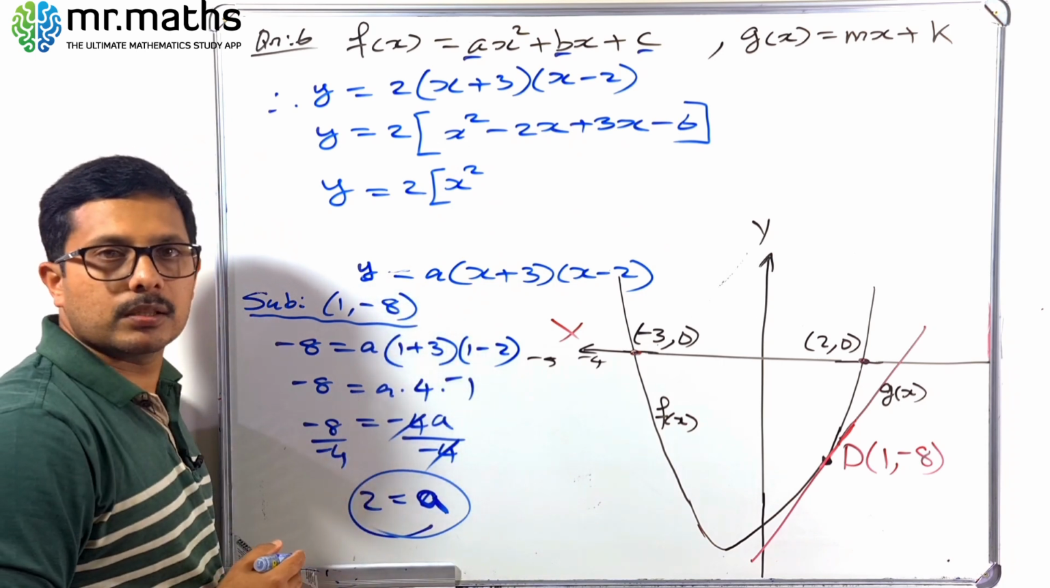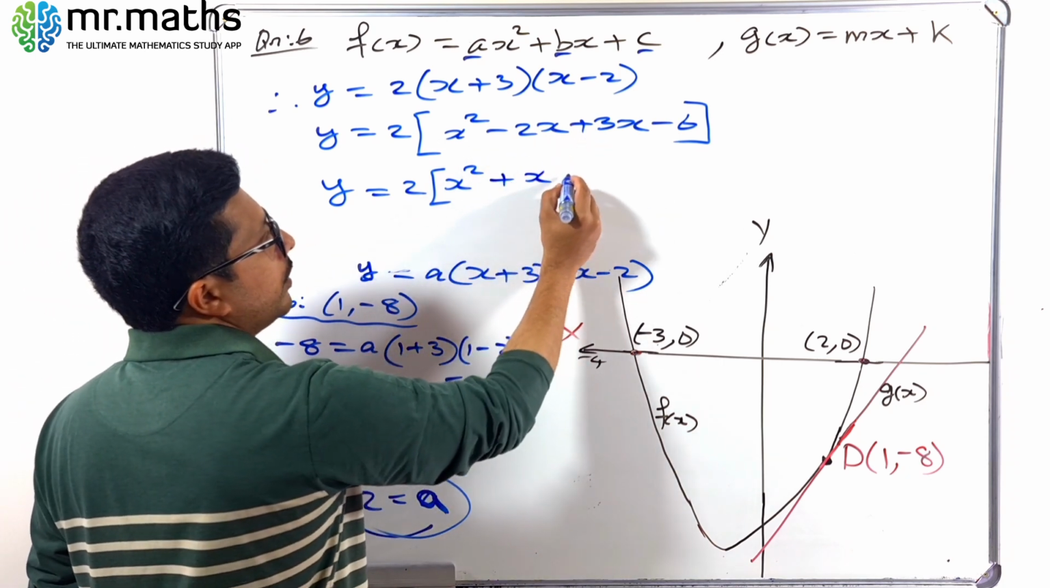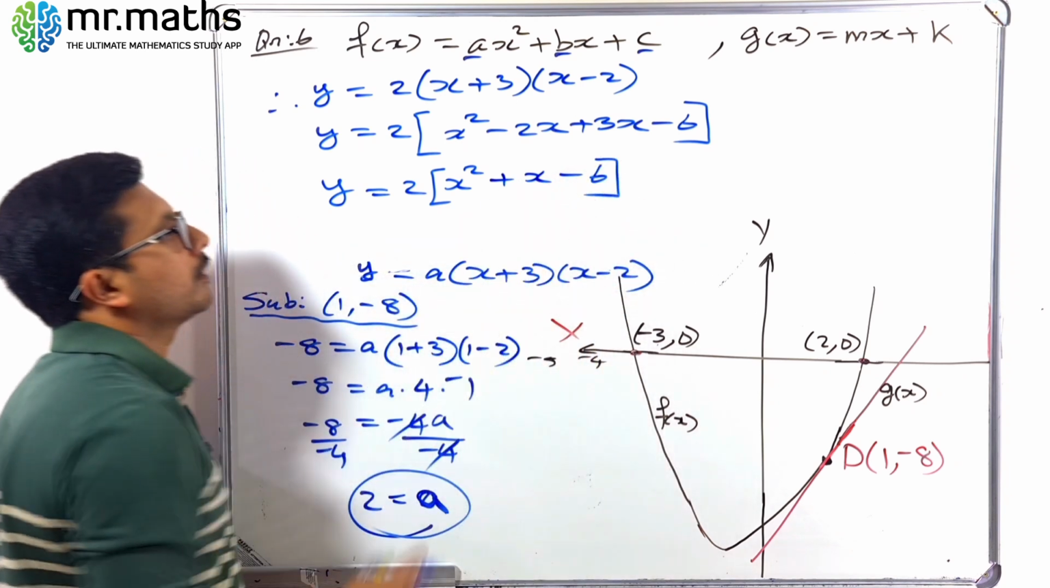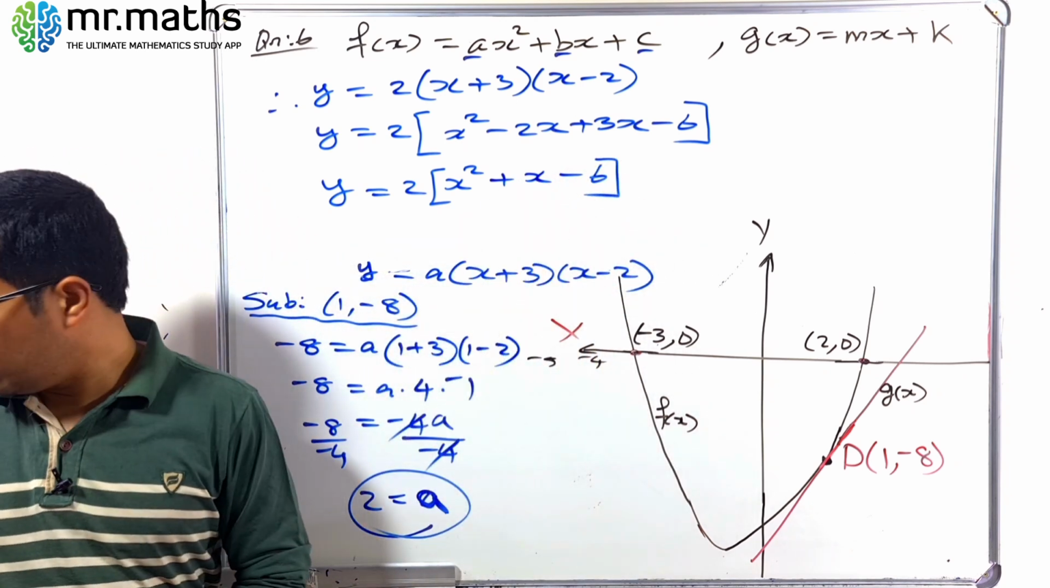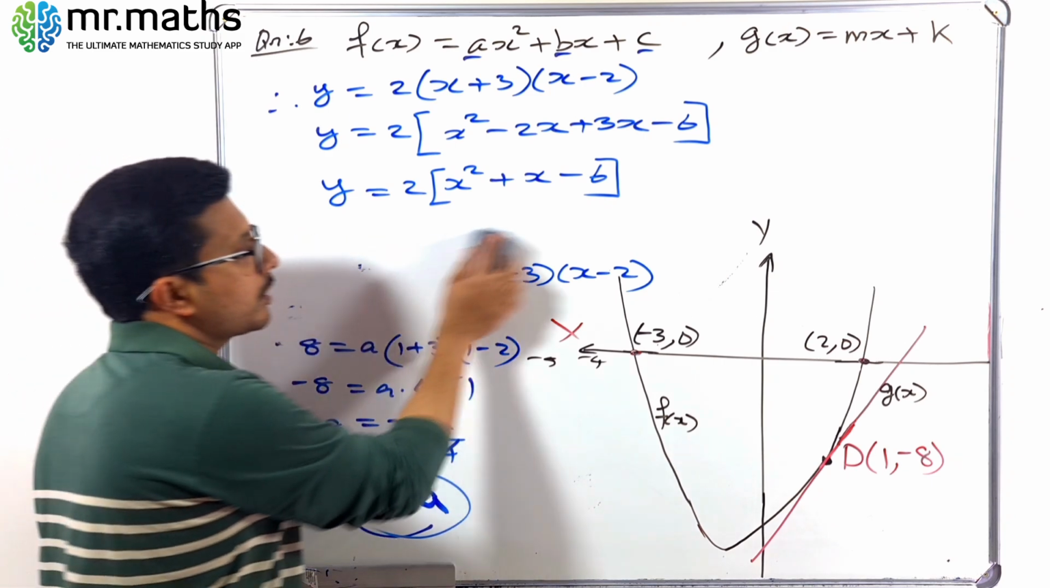So y is equal to 2 into x square, minus 2 plus 3, which is 1, so 1x, or x, minus 6. So it is y is equal to 2 into x square plus x minus 6.